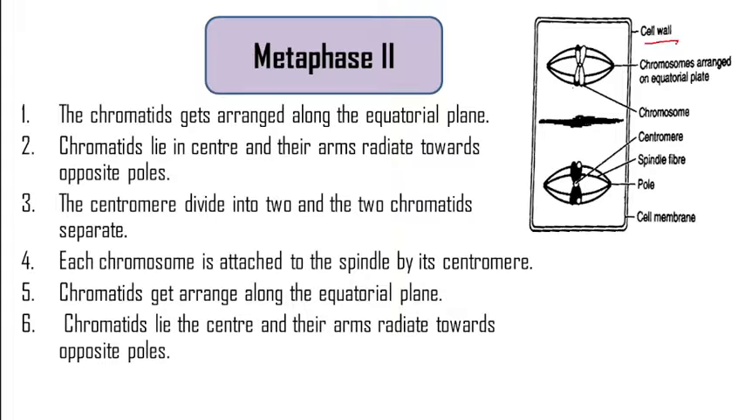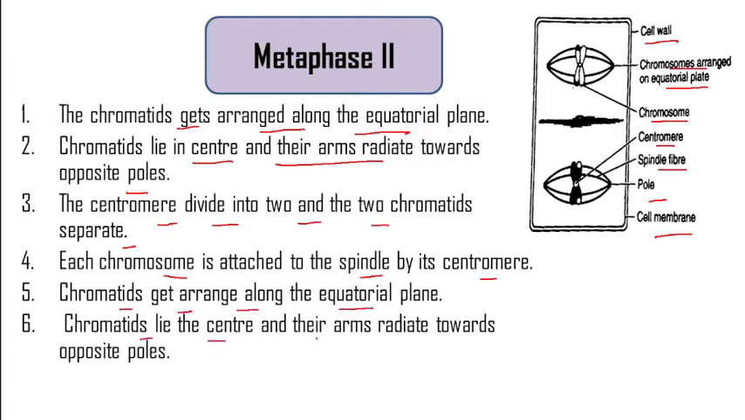Metaphase 2, cell wall, chromosomes arranged on equatorial plane. Chromosome, centromere, spindle fiber, pole, cell membrane. This way you are going to draw the diagram. The chromatids get arranged along the equatorial plane. Chromatids lie in the center and their arms radiate towards the opposite poles. The centromeres divide into two and the two chromatids separate. Each chromosome is attached to the spindle by its centromere. Chromatids get arranged along the equatorial plane. Chromatids lie in the center and their arms radiate towards the opposite poles.